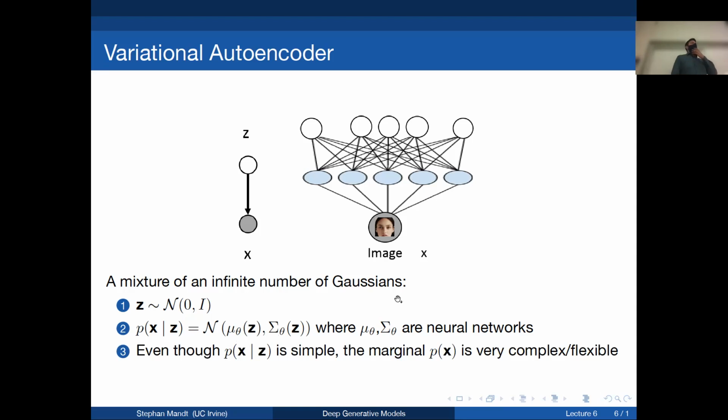And even though both the likelihood P of X given Z and the prior P of Z are extremely simple, because we used neural networks for these intermediate nonlinear transformations, the marginal distribution P of X, where we integrated over all possible realizations of Z, can then be actually highly complex and very expressive, and is in fact able to model these complicated distributions over natural images.